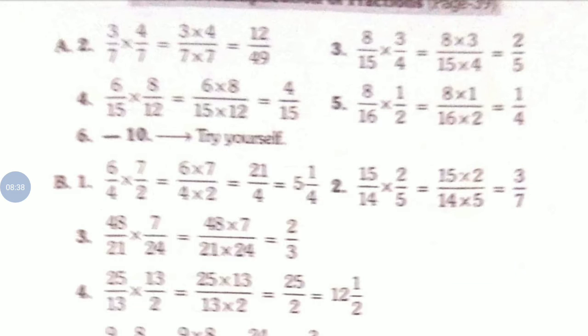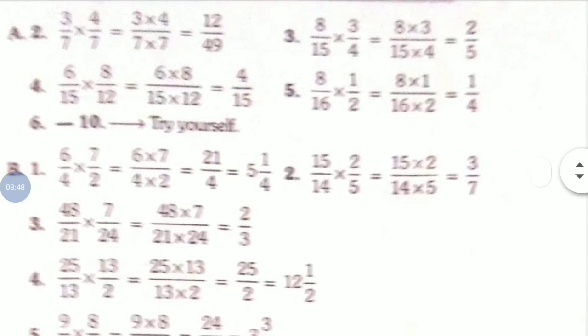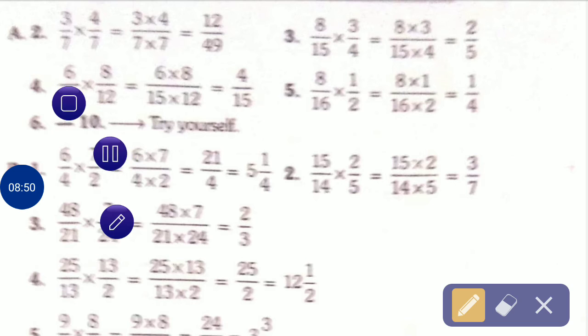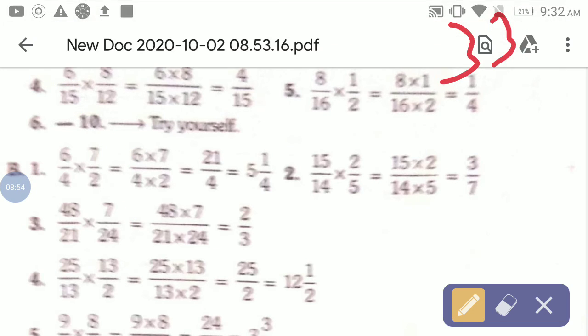So next example, that is 48 upon 21 and 7 upon 24. So multiply numerator to numerator and denominator to denominator. So what you are going to get, 48 multiplied by 7, that is 336.